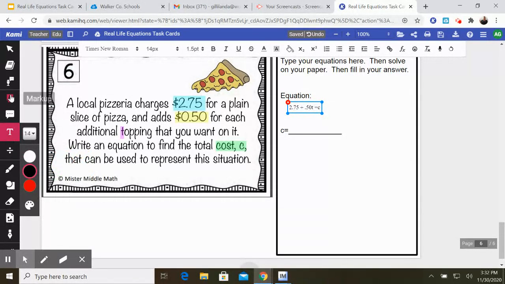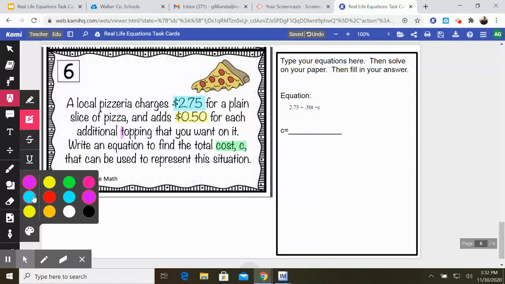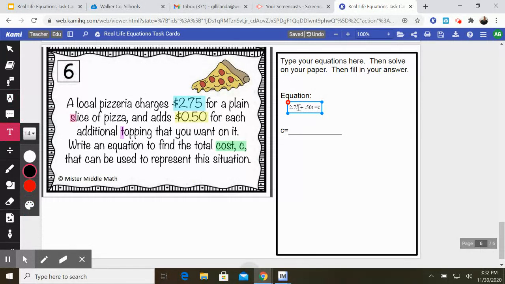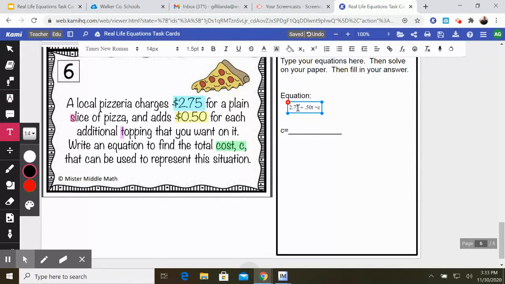Yes, I'm telling you, it gets harder, and this is solvable, but we're not in 7th grade. So we know that they're going to buy slices, but we don't know how many. So really, we could put 2.75 S plus 50 cents T is equal to your total cost.